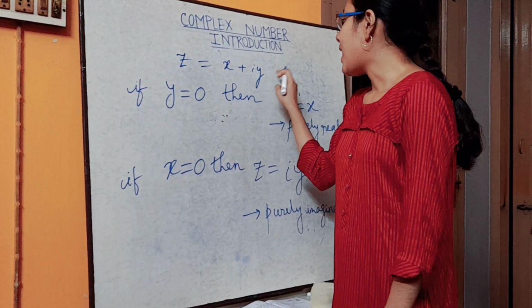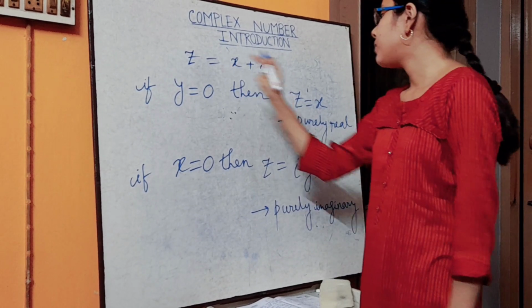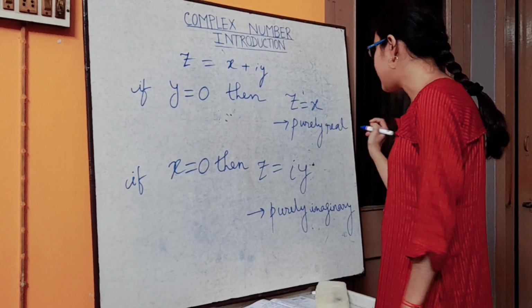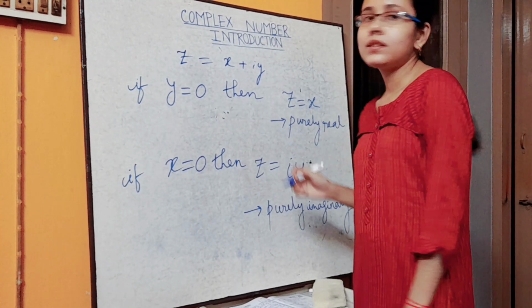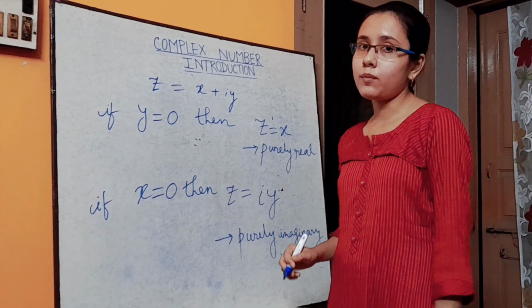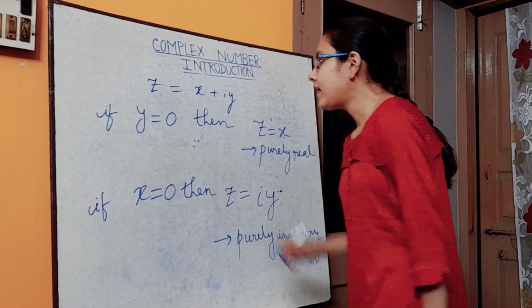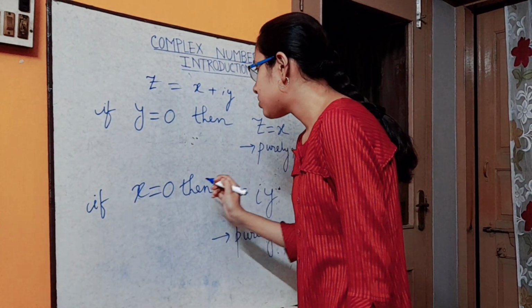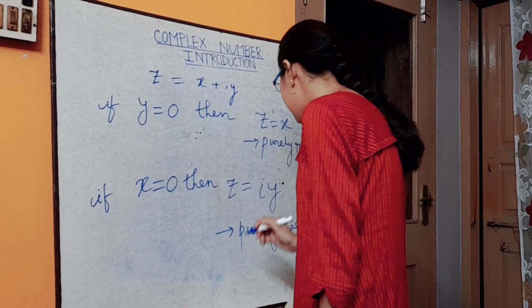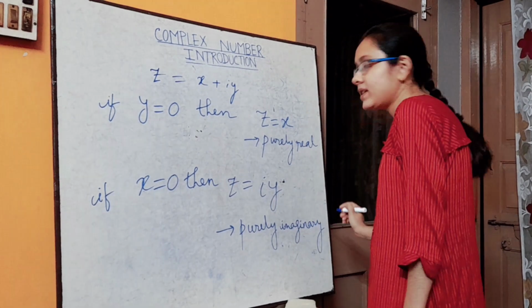If y is 0, then the complex number z becomes x, which is purely real. Then we can say that the real numbers are a part of complex numbers, and if x is equal to 0, then z equals iota y. Then the number becomes purely imaginary.